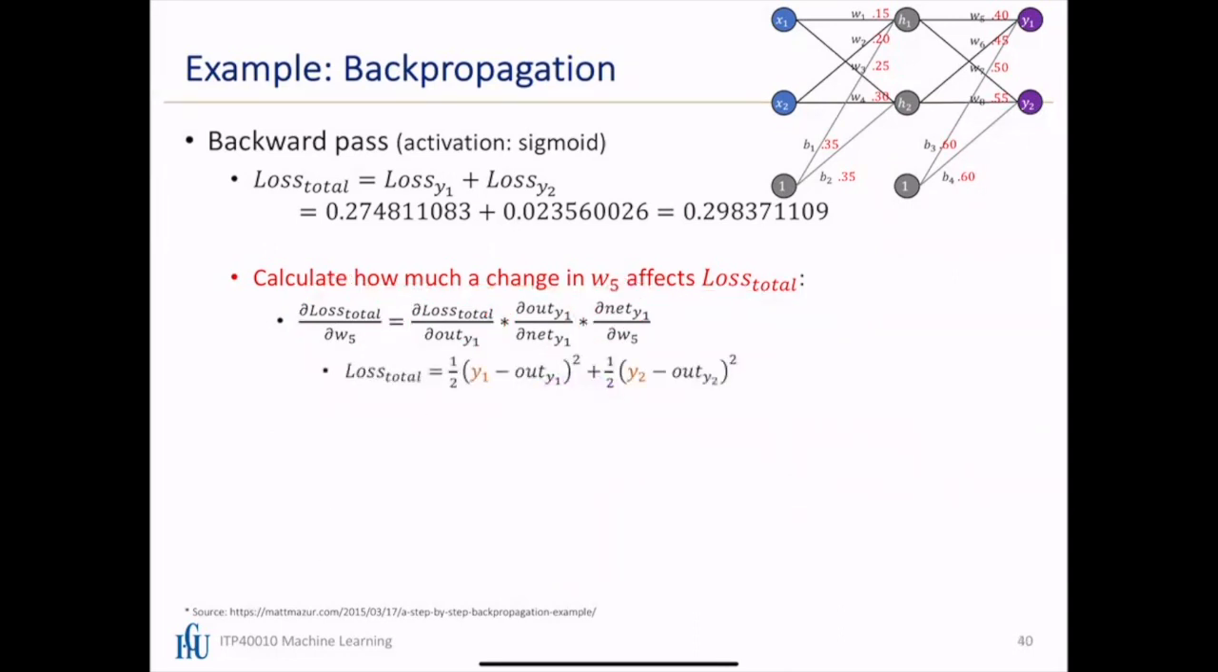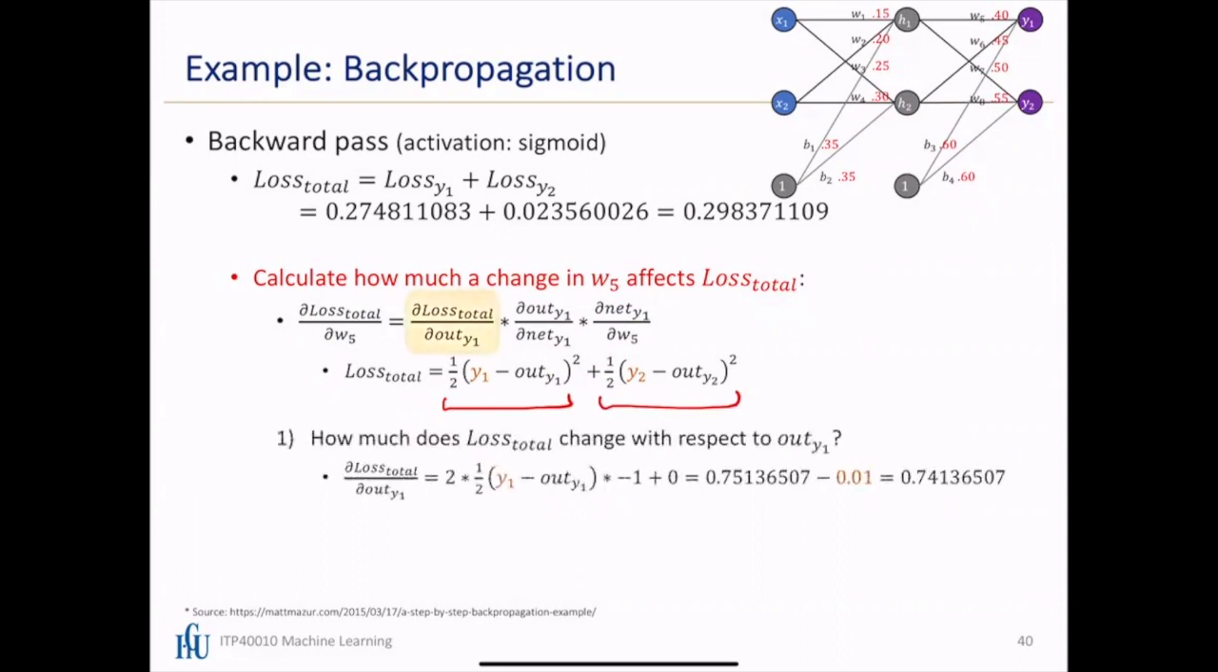Again, loss total was calculated in this way: square the error on y1 and y2 separately, and you take the sum. Now start from the first factor. We want to calculate the first factor that represents how much loss total changes with respect to output of y1.